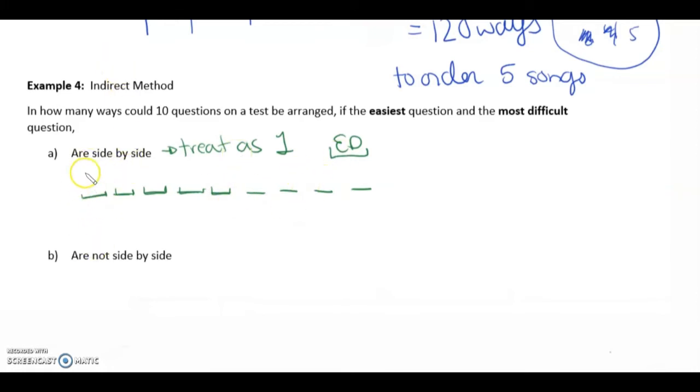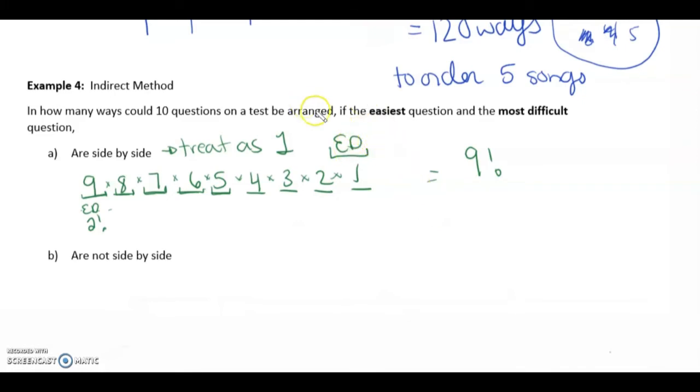Say the easiest and the difficult is here. I'm going to write this underneath. How many ways can we order the easiest and difficult? Well, 2 factorial. I'm going to save that for a second. Then we have 9 slots to put in the questions, then 8, then 7, then 6, then 5, then 4, then 3, 2, 1, and all of these are multiplied. So we have 9 factorial ways of arranging the questions.